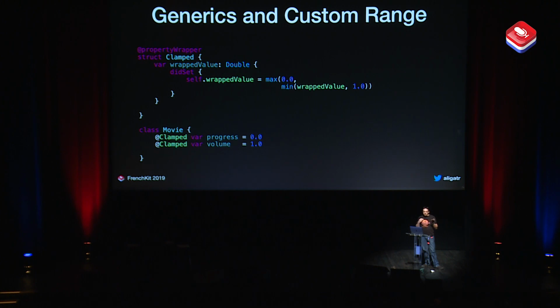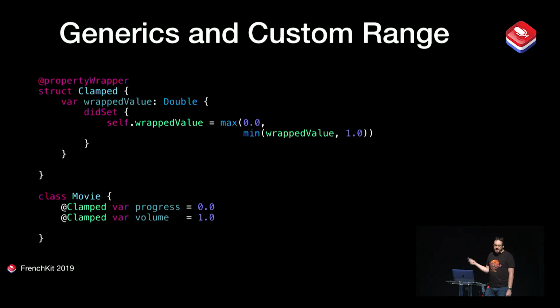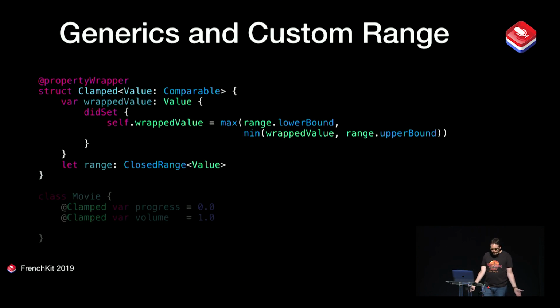Because again, our Clamped struct that we created here is just a normal struct. You can still use that like any other struct, so you can make it generic, you can add functions to it, you can add properties to it, like any other kind of struct. So instead of having a property wrapper called Clamped that's only going to work on doubles, we can just make it generic and accept a custom range. That way it can be used on integers and on floats, stuff like that.